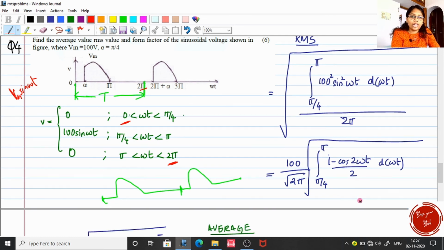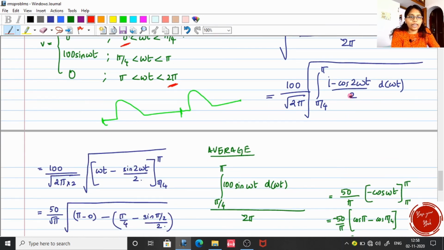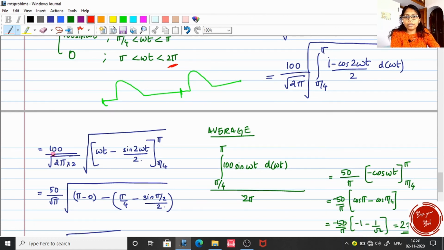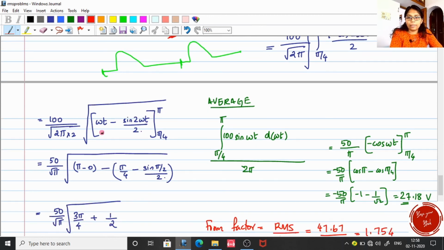Again, you can see that this 2 is a constant, right? So when the 2 is taken outside, it becomes root 2. Root 2 into root 2 becomes simply 2 here. So 100 by 2 becomes 50, divided by root pi, written the same. And the square root of the integral: the integral of 1 is omega t, minus the integral of cos, which is sine 2 omega t by 2. Taking the limits, the upper limit is pi minus sine 2 pi, and sine of any multiple of pi is 0, so it is 0 here, minus the lower limit, pi by 4 minus sine 2 pi by 4.